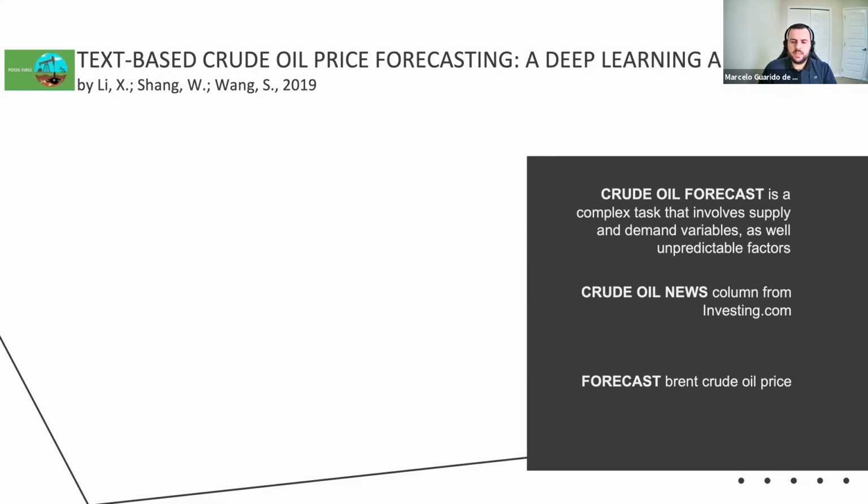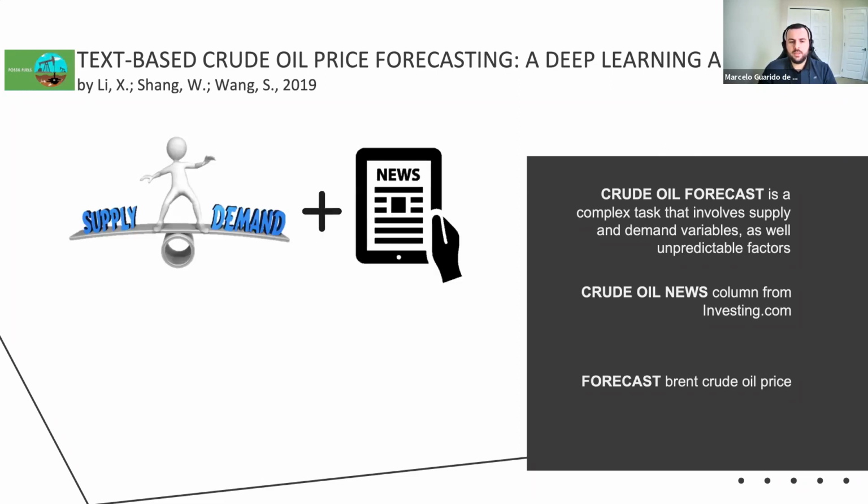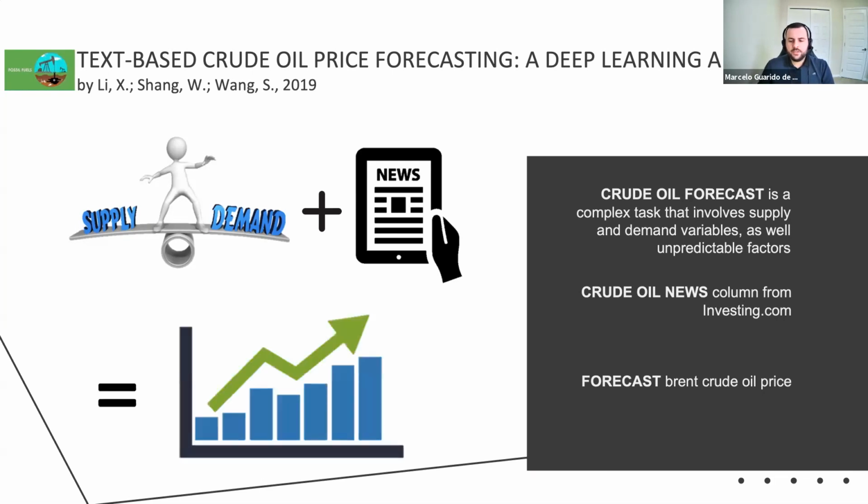Usually they use the historical information of the price plus information from supply and demand. But what they're including here is also some news information that they get from the crude oil news column on investing.com. So they are getting what the journalists are talking about and seeing if that can create some change points or improve their forecasting. They use this combined information to do a forecasting.